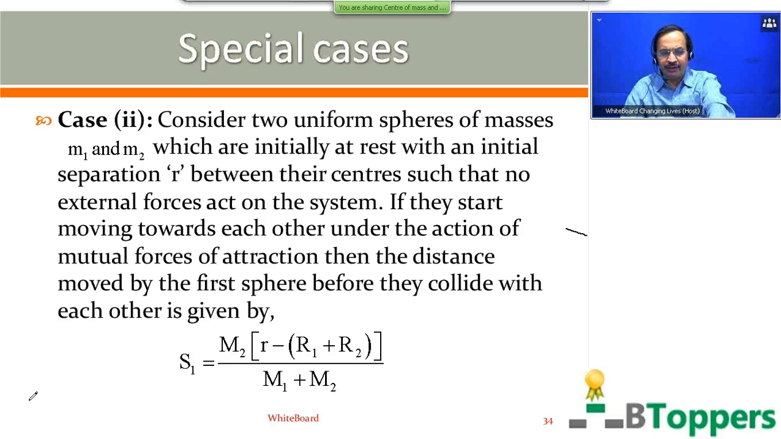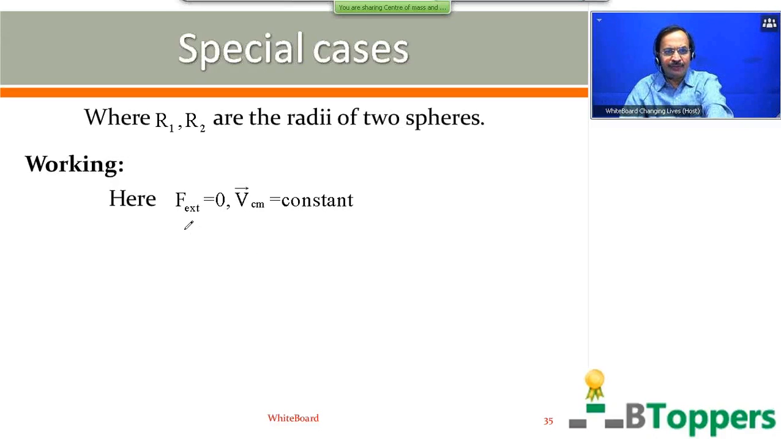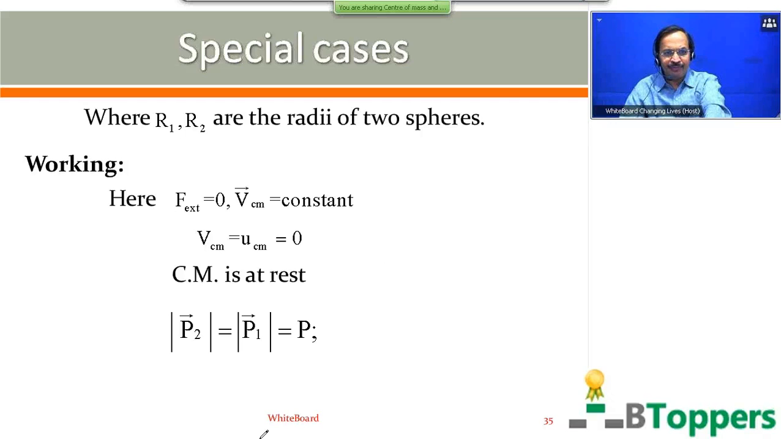I am going to show the notes for the working part for this conclusion, where capital R1, R2 are the radii of the two spheres. For the working here, the net external force on the system is 0, so the velocity of the center of mass of the system is constant. The initial velocity of the center of mass of the two spheres is 0, so the final velocity of the center of mass is 0. So the center of mass of the system of the two spheres is at rest.